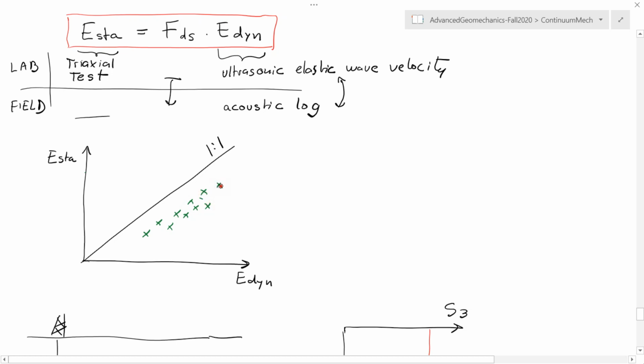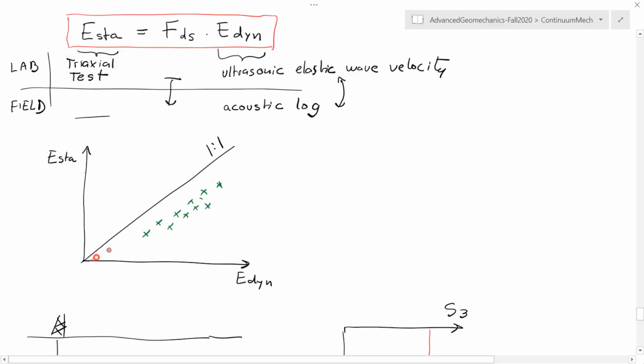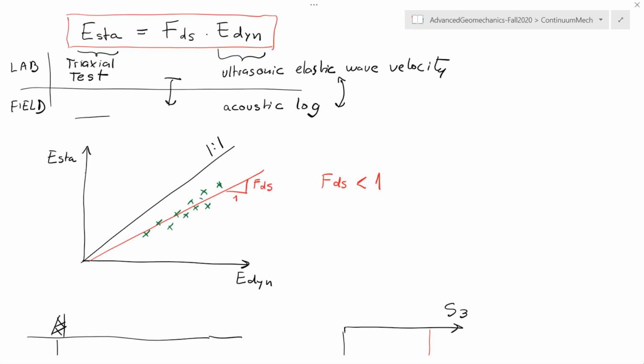And with this data, you can obtain this empirical correlation, which tells you what the static modulus is as a function of the dynamic modulus, and the slope of this line is going to be this factor FDS, and this is going to be a factor which is smaller than 1. All right, so I believe I have covered everything for this section.